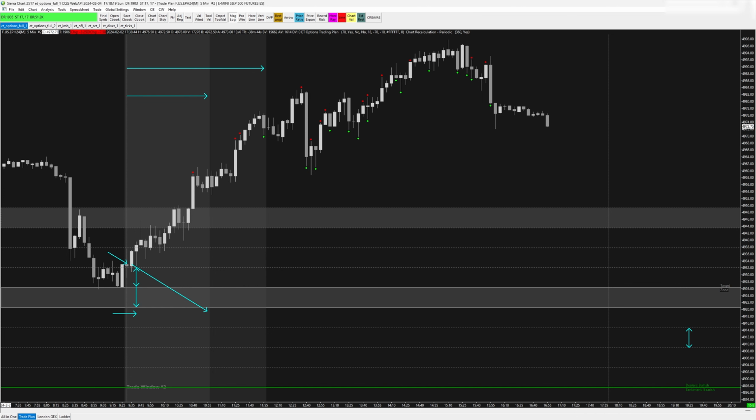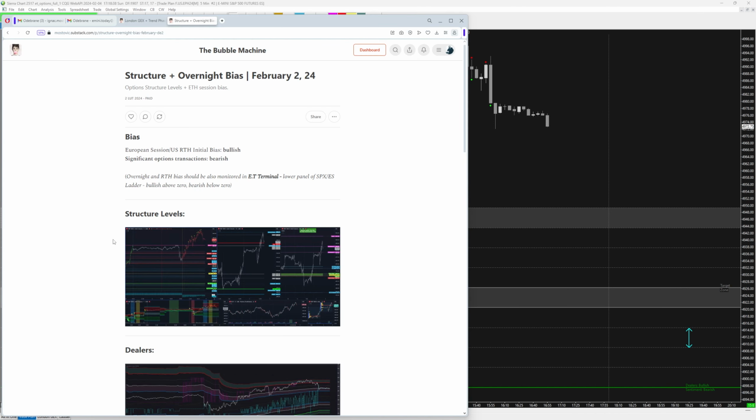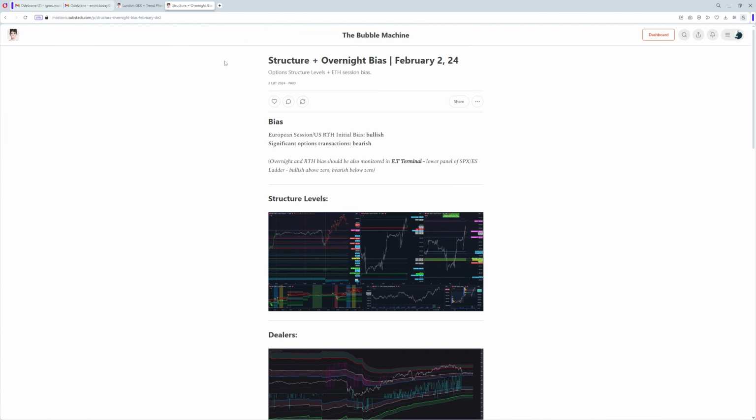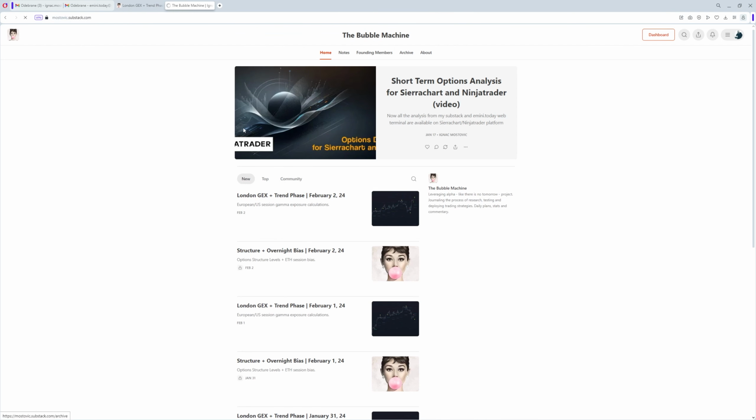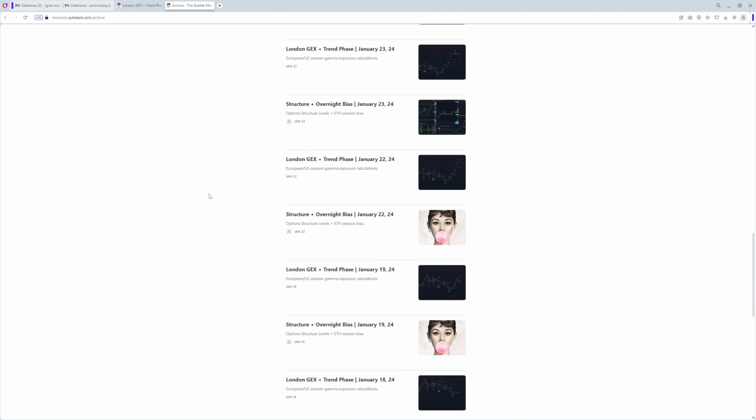How do you backtest this? I'll give you an example of how to backtest this. Okay, so you go to archive, go to any day in the past, and you go to the post structure post. Okay, so let's say we have January 22 structure plus overnight buys.